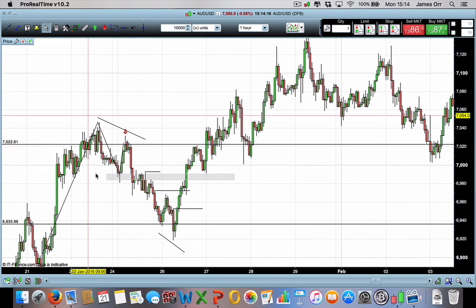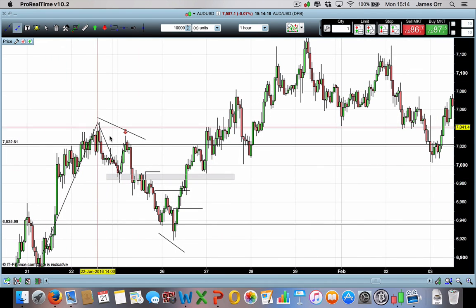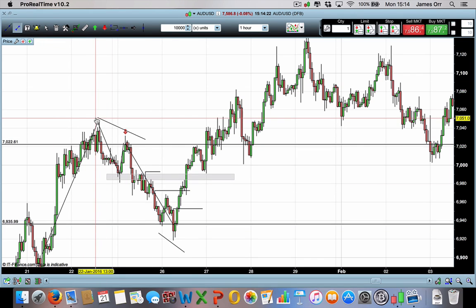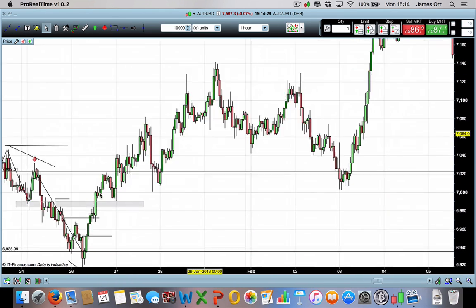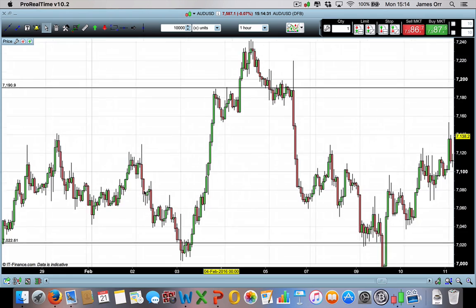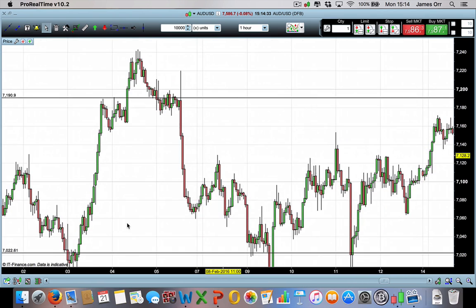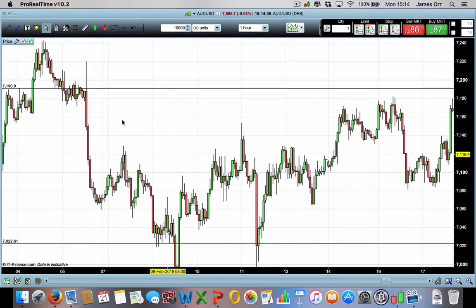It's the exact same for a double top as it is a double bottom. The only difference is you're selling instead of buying. Your stop is above the high, first touch high, rather than the first touch low on a double bottom. Let's just have a look, see if we can see any more.